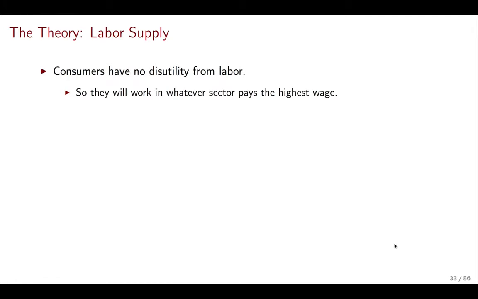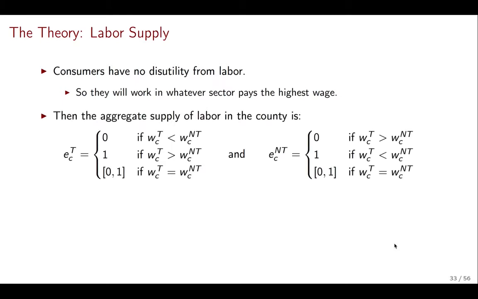Well, consumers have no utility from labor, so they will work as much as they can, and they will work in whichever place pays them the most because they don't have any preference for whether they work in tradable or non-tradable. They just want to get paid. And so here is how labor supply is going to look. Labor supply is going to be perfectly inelastic. Look at what we're finding here.